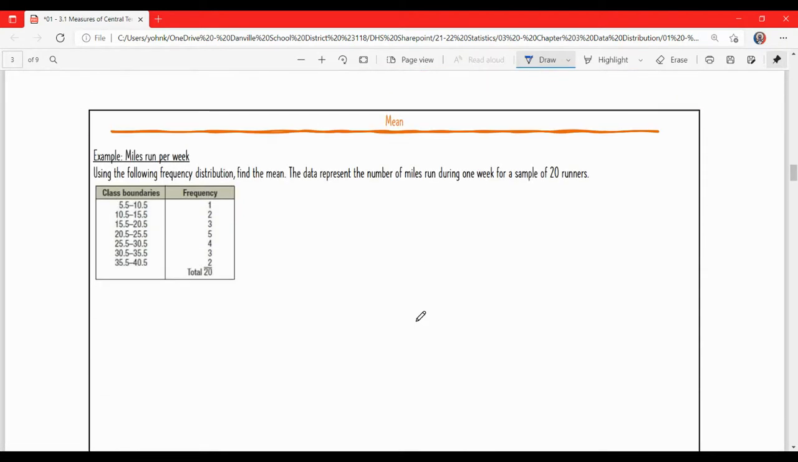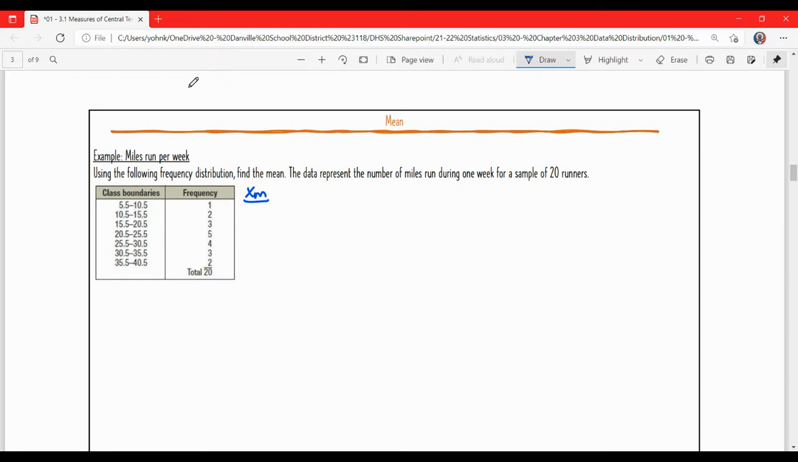All right, so here's an example. Use the following frequency distribution. Find the mean. The data represent the number of miles run during 1 week for a sample of 20 runners. I believe we've had this problem several times already, so we're going to find the mean. What we're going to do is make another column here, and we're going to find the midpoint. That's x sub m.